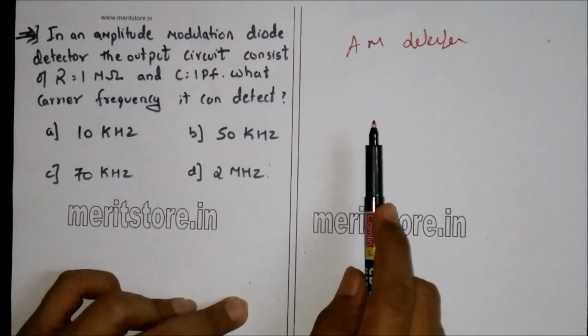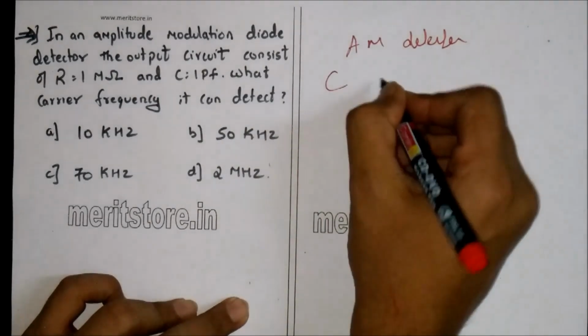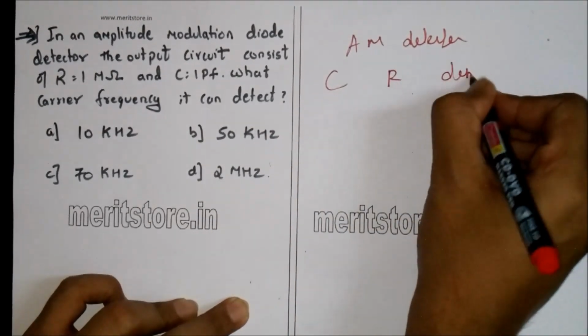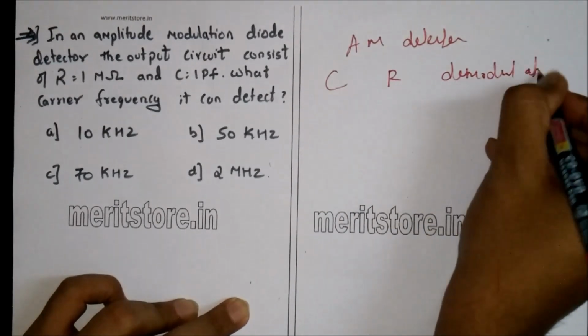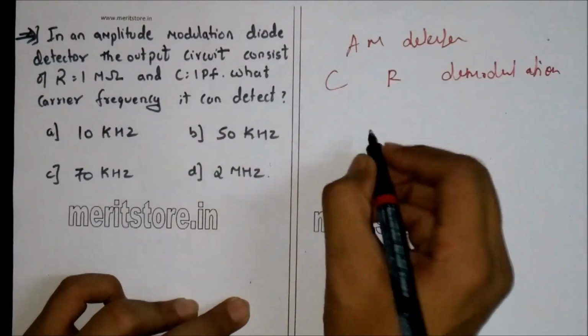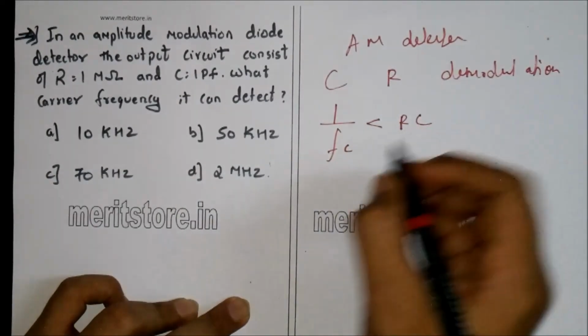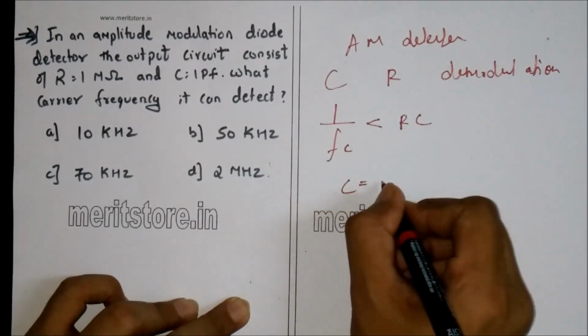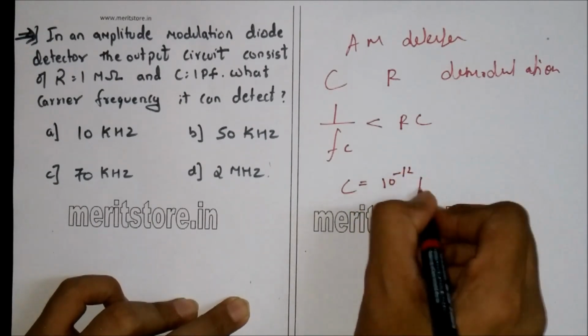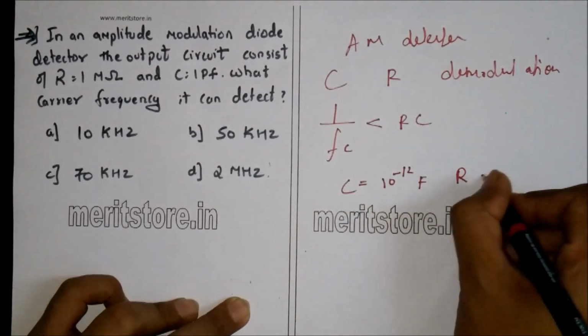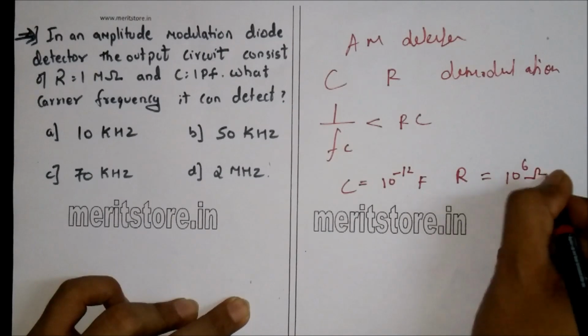parallel combination of a low value capacitor C and a resistance R. And for demodulation, which is detection, the following condition must be satisfied: 1 upon Fc is less than RC. Here, C is equal to 1 picofarad, which is equal to 10 raised to minus 12 farad, and R is equal to 1 megaohm, which is equal to 10 raised to 6 ohms.